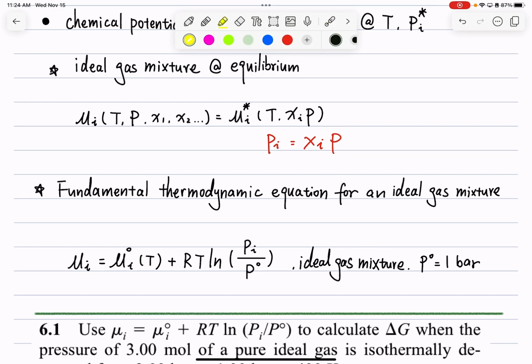Okay, so what are these terms? So this one is, again, what we discussed before for a specific pure substance. In this case, the chemical potential of this pure substance i equals the molar Gibbs free energy of that specific substance i. Okay, and in here, this one is your partial pressure.